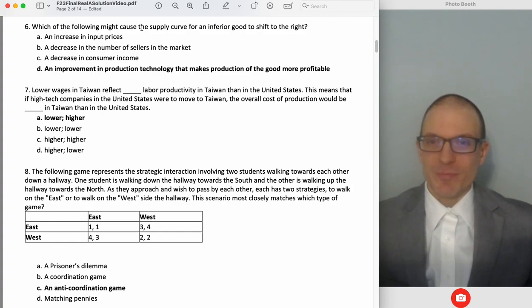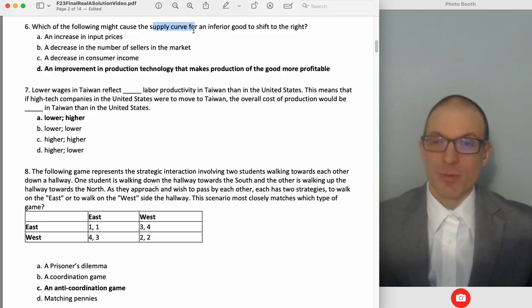Okay, so which of the following might cause a supply curve for an inferior good to shift to the right? So we want to know what's going to cause supply to shift to the right. We ignore everything else. Supply curve is going to be the same for a normal or inferior good. So we're looking for things that'll shift the supply curve. An increase in input prices, well, that'll shift the supply curve, but it'll shift it in the wrong direction. It'll shift it to the left. Decrease in the number of sellers, same as A and B are the same in terms of leftward shift to supply. Decrease in consumer income, this would lead to a rightward shift of the demand curve, but we care about the supply curve.